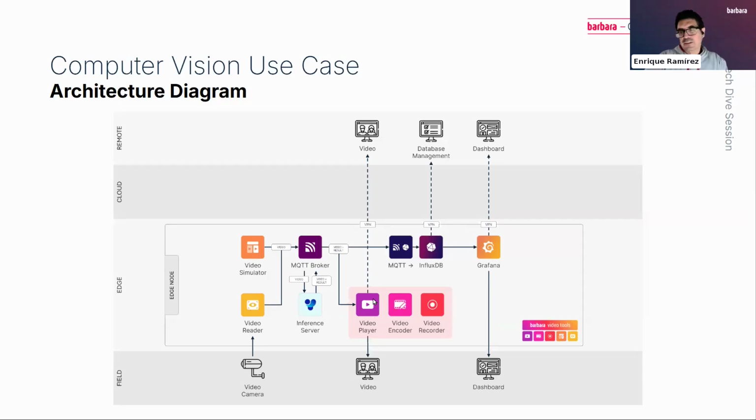And this is a really easy way to scale this architecture using one edge node, but also using more than one edge node, covering different areas or connected to different cameras. So this is the second use case I want to share with you today, this computer vision.